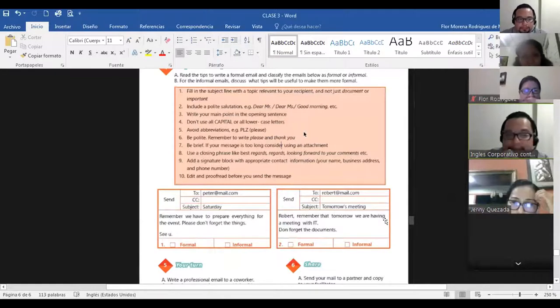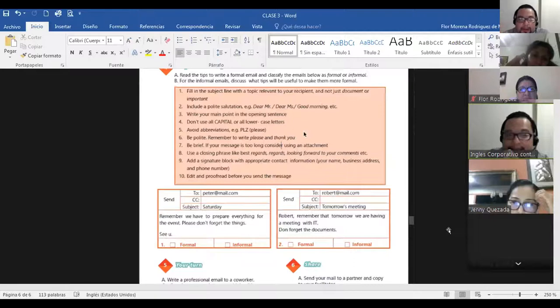Vaya, primero leamos los tips que mencionan acá y vamos a clasificarlos para cuáles son para un correo formal y uno informal. Do you receive and not use document or important? Para traducir eso, ahí dice que si eliminamos documentos que no son importantes, ¿verdad? Archivos no importantes.